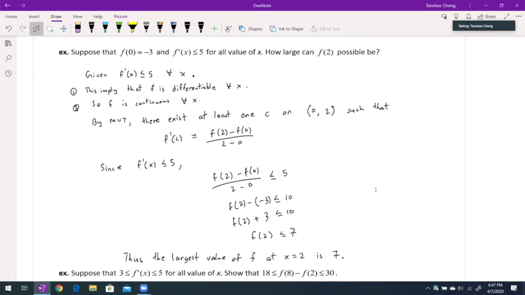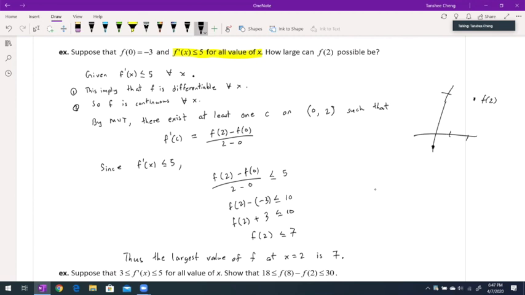This is very important, okay? You need to read it very carefully in this kind of situation. All values of x. And now the question is, how large can f of 2 possibly be? So looking at this, I have the function value at 0 is -3, and I want to know how large my function value f of 2 can be.